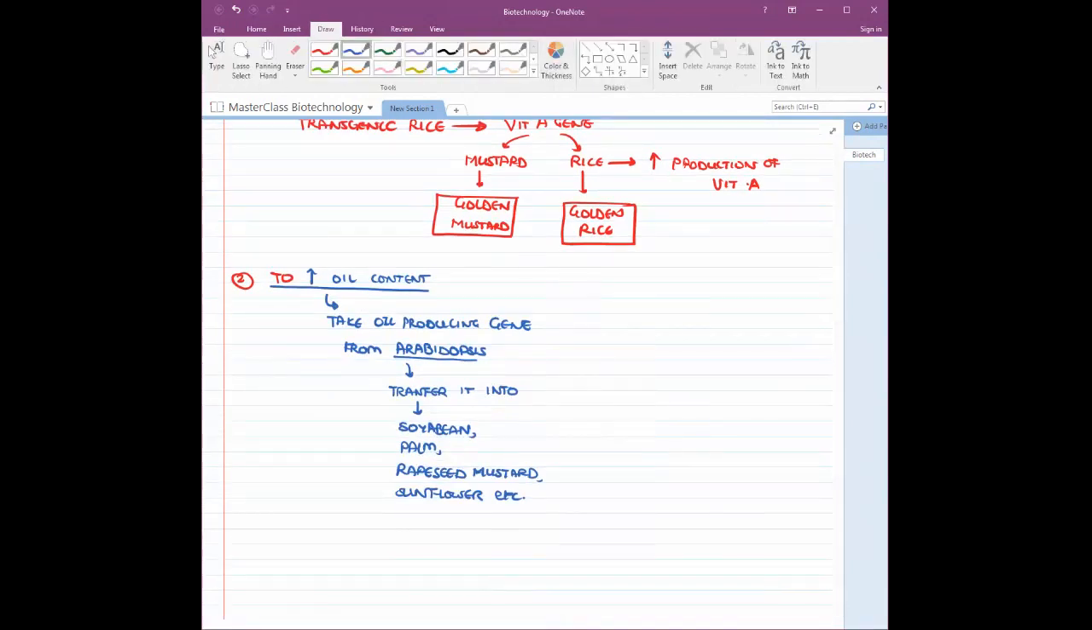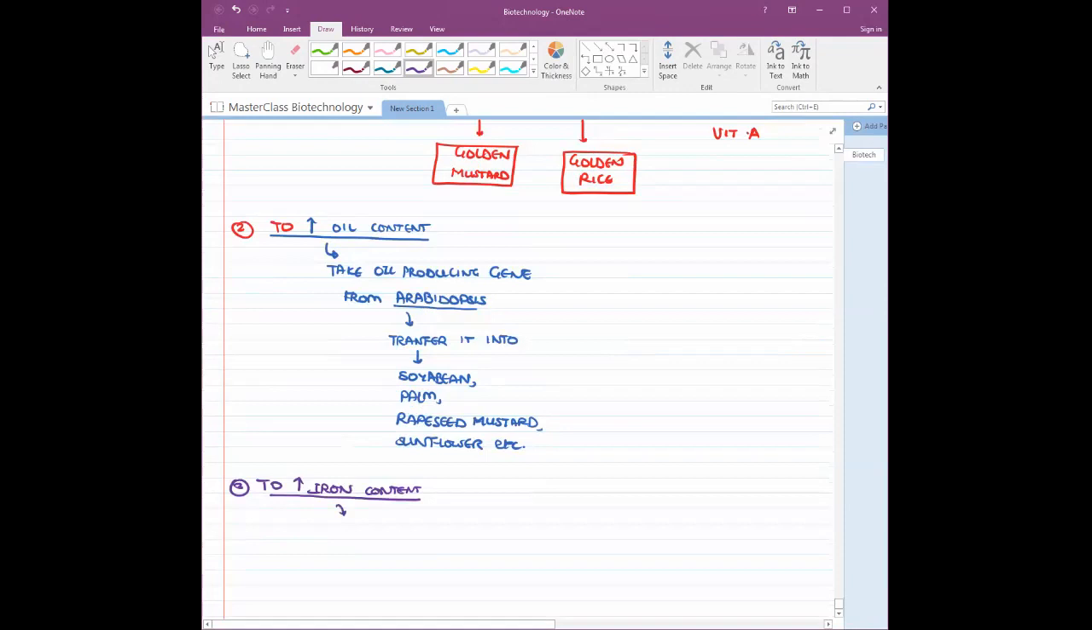Okay, then next, let's see the third thing. The third thing is to increase iron content of the plant. So in this case, guys, what are we going to do? We take the ferritin protein gene. Ferritin is nothing but your iron. So you are going to take the ferritin protein gene.